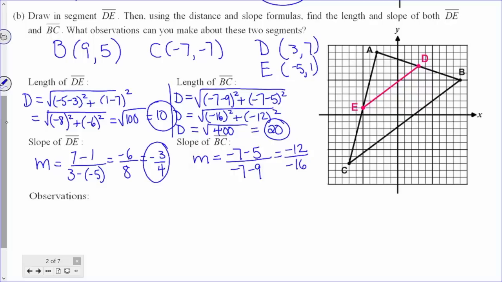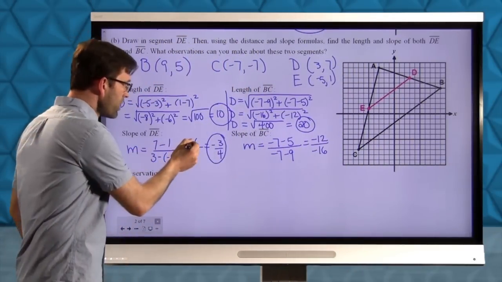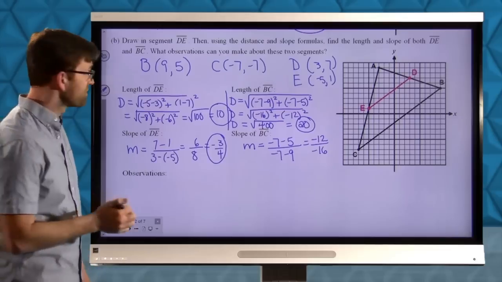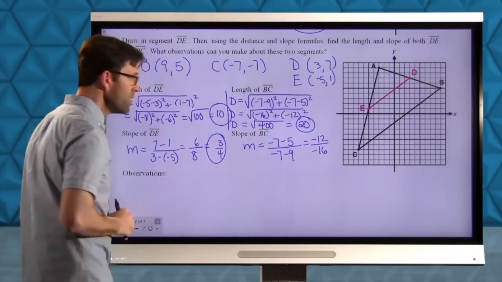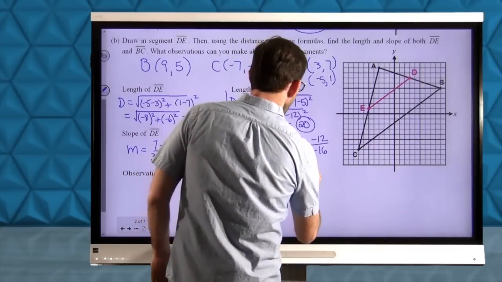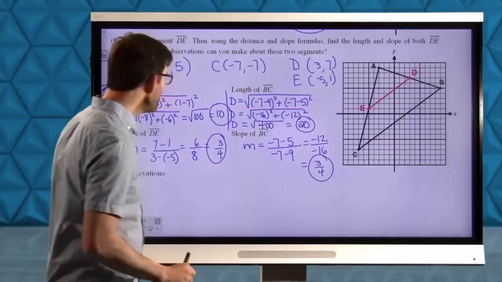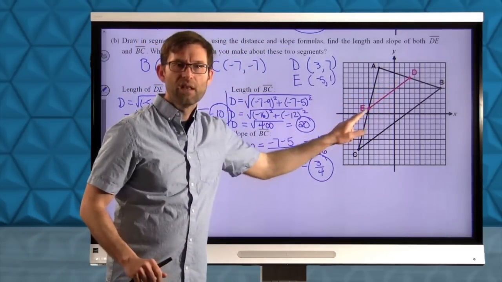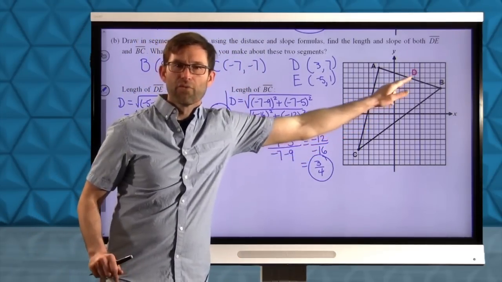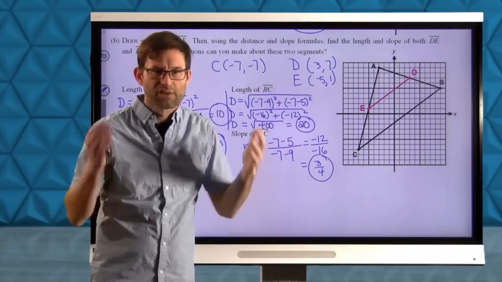Something went wrong here. 7 minus 1. Oh, silly, silly, silly. I knew something was going wrong here. 7 minus 1, for some inexplicable reason, I said was -6. It's not. It's obviously +6, which makes that slope +3/4. All right. So -12 divided by -16 is a positive, and all of that will reduce down to 3/4. I knew that DE had a positive slope. I could see that it was going uphill, so that -3/4 was driving me nuts.